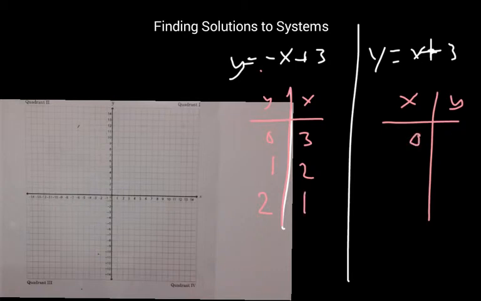And we'll do the same thing here. If x is 0, y is 3. And that's really significant because we see that in both equations, if x is 0, y is 3. And that means something. And here if x is 1, it would be 1 plus 3 is 4. If x is 2, y would have a value of 5. So we're going to graph both of these now.